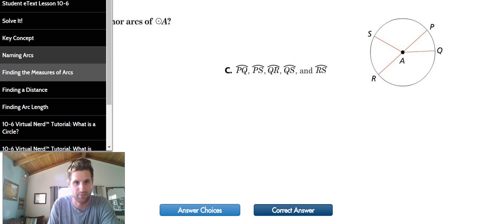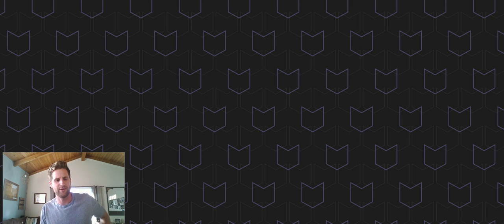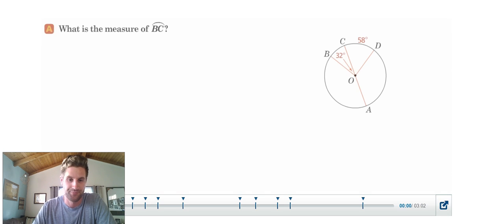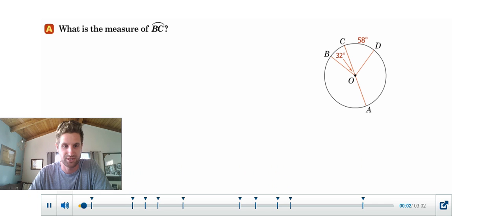Alright, let's take a look at another problem. So now we're going to look at finding the measure of an arc. Okay, so what is the measure of BC? So since we have the central angle, the measure of BC is just going to be straight from it.